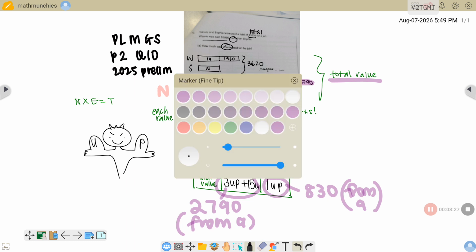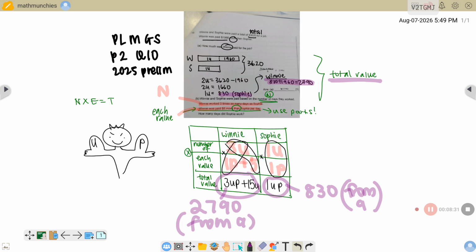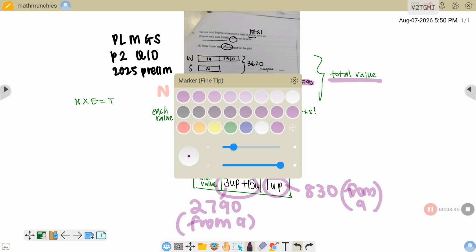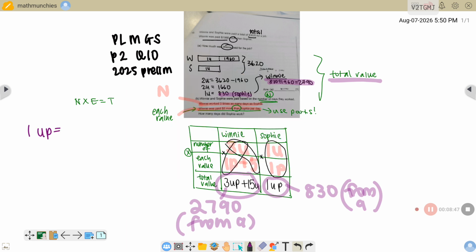Okay, so what does that mean, guys? Which one do you think is smart to work from? Smart to work from 1 UP, or smart to work from 3 UP plus 15? So, I have two equations. Look here, guys. 1 UP is equal to 830. Agree or not? Yes. Then the next one I have is 3 UP plus 15 units is 2790, correct? Yeah. So can you see I have 3 UP here? Here's 1 UP.